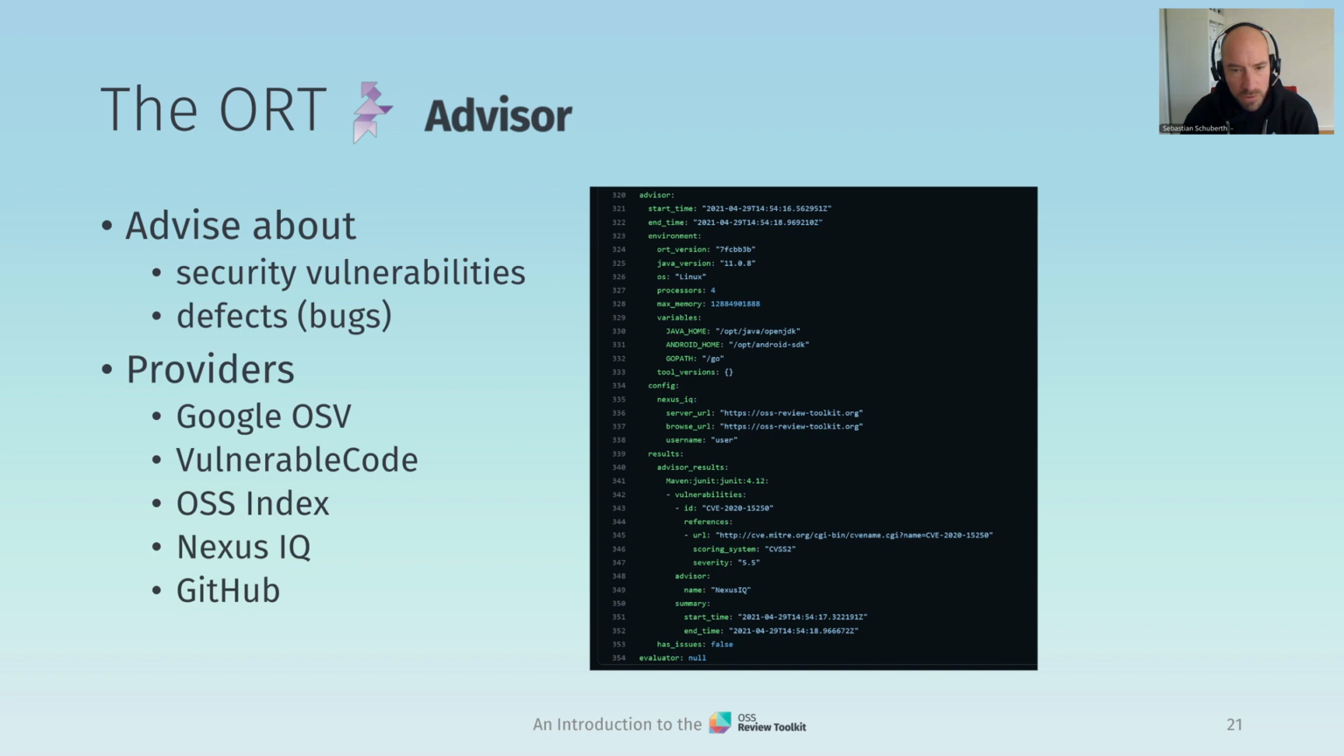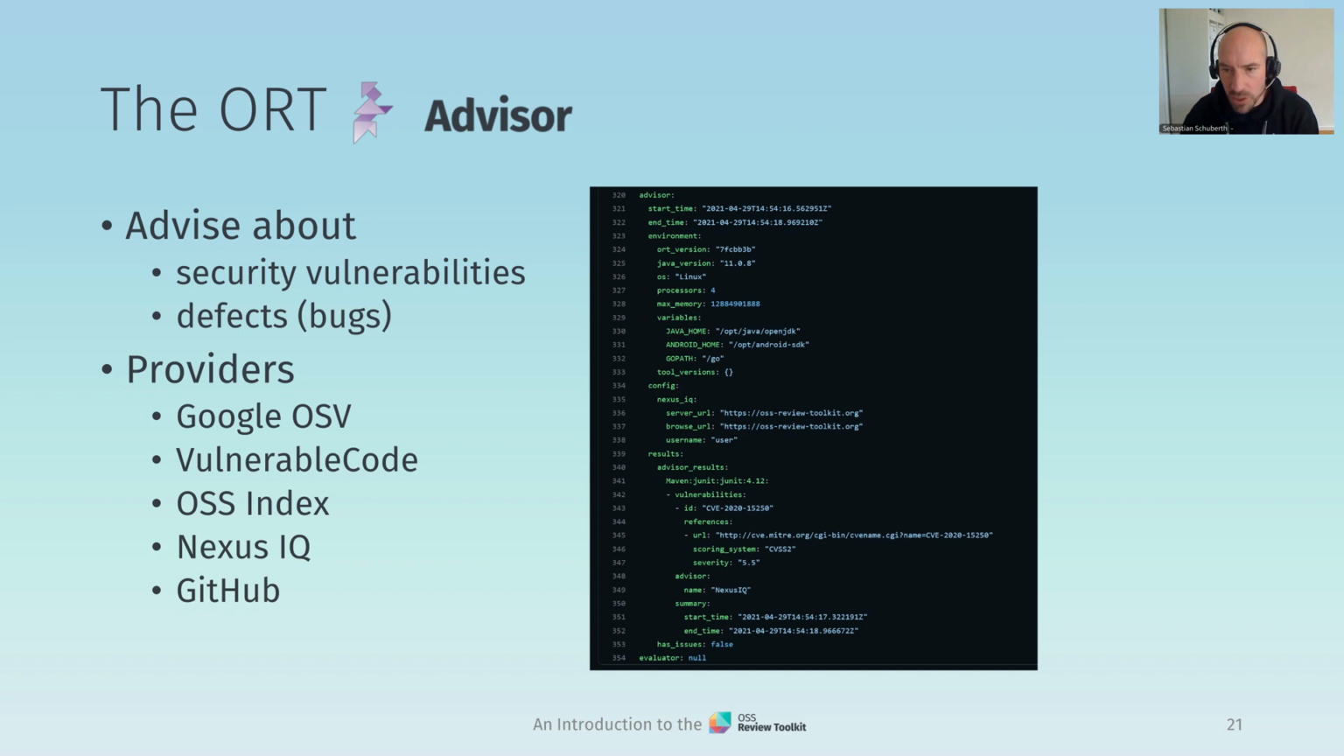Among them is Google OSV, Vulnerable Code, OSS Index, and its commercial sibling Nexus IQ, and GitHub in general. So GitHub is implicitly contained in Vulnerable Code. The GitHub security advisories are pulled in by Vulnerable Code, but we can also work on GitHub issues for defects management.